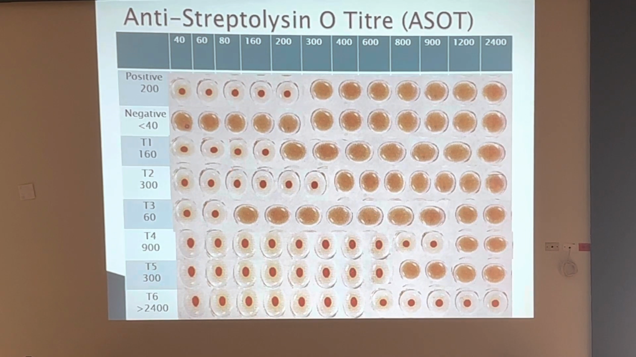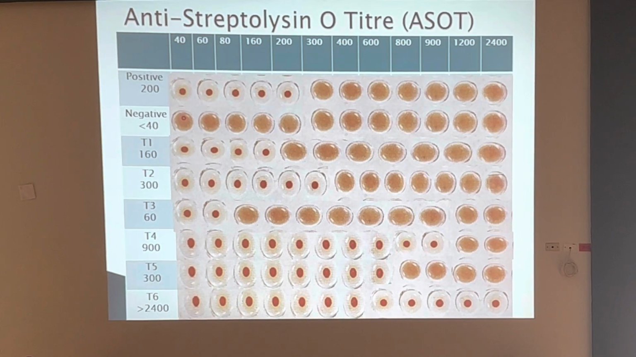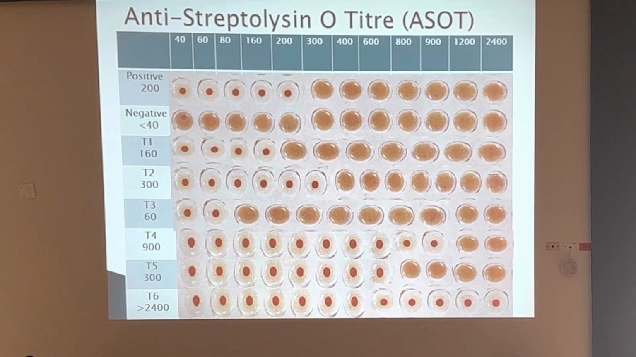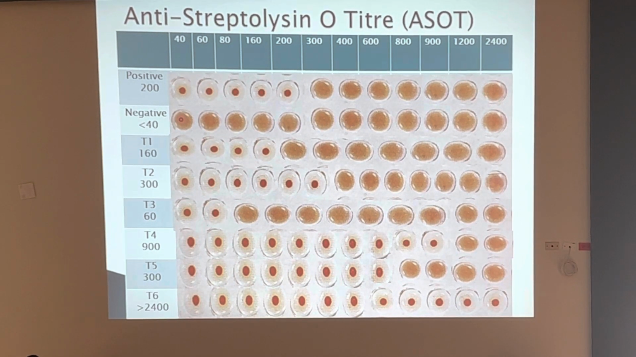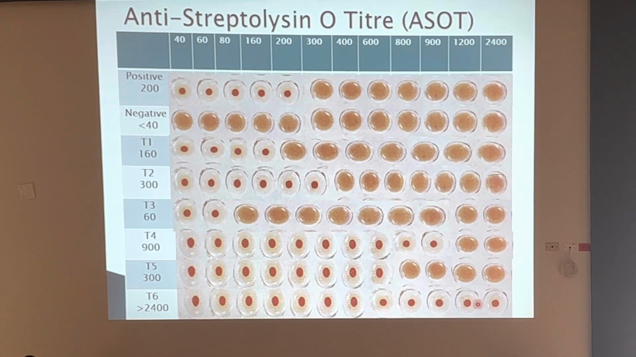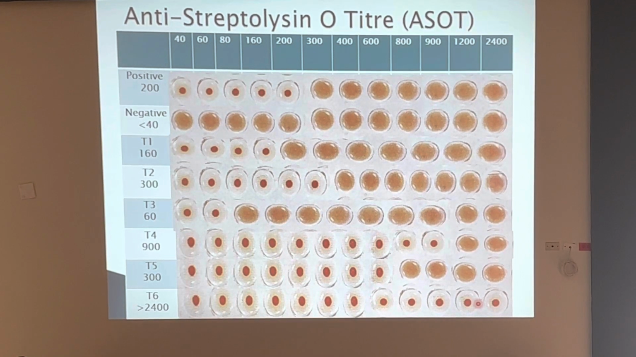So just like for your negative here, where we had no buttoning, and therefore no indication of positive, we record that as less than 40, saying that if we were to make a lower dilution, we don't know if it would have been positive. Now for your patient T6, we don't know if we continued with the dilutions, if we would have eventually achieved an endpoint, like a final endpoint where there's no more lysis. So we just say greater than 2400.